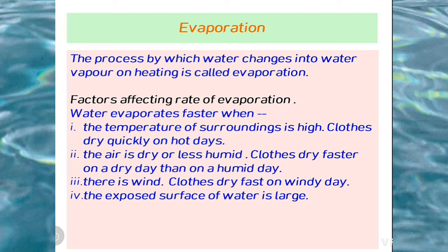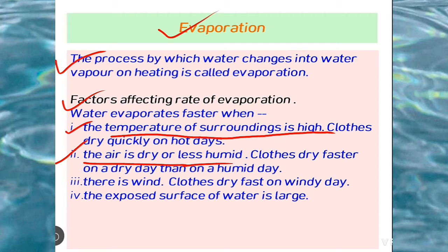So, what is evaporation? It is a process by which water changes into water vapor on heating. Now, let's see the factors which affect the rate of evaporation. Number 1. Rate of evaporation is fast when the temperature of the surroundings is high. You might have seen that clothes dry quickly on hot days as compared to cold days. Second, when air is dry, rate of evaporation is fast. So, clothes dry faster on a dry day than on a humid day.